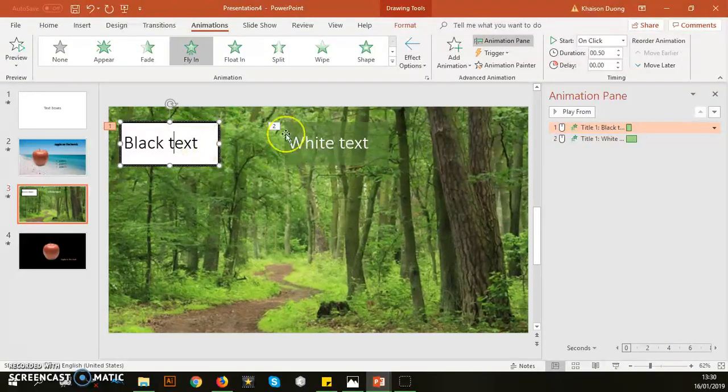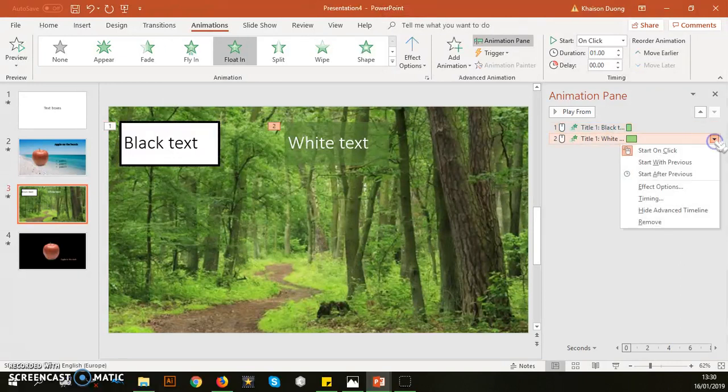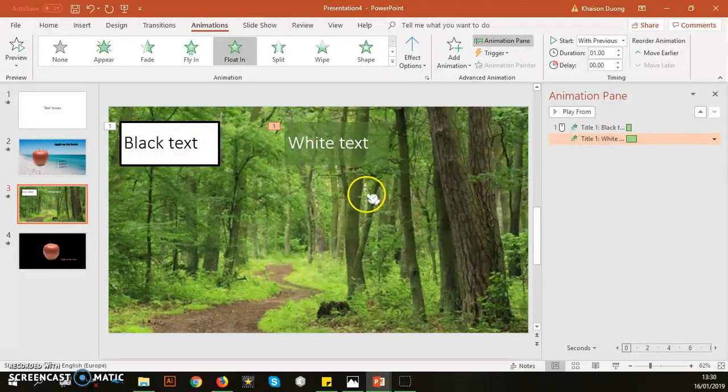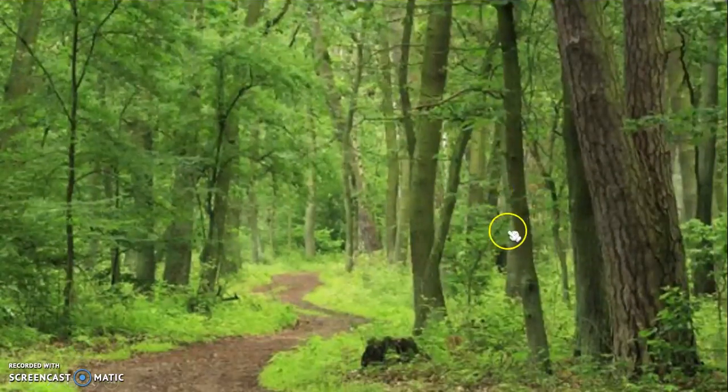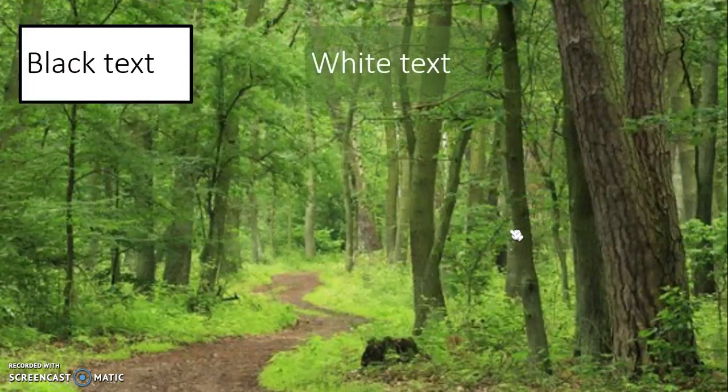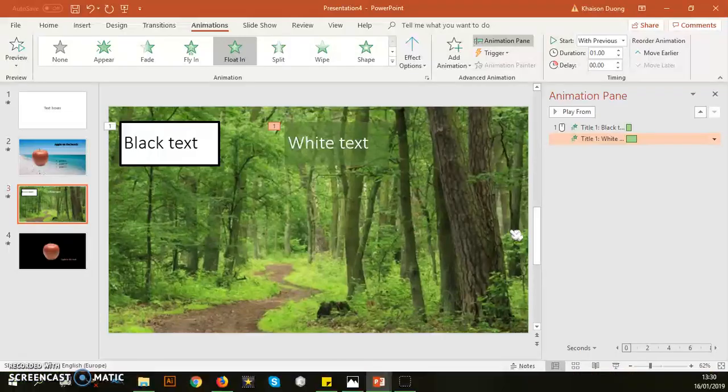So again, if I want them to come in one at a time, I can just leave it at that. But let's say I do want them to come in both at the exact same time. So a couple ways to do that. The first way, again, I can just set the second one to come with the previous. Okay, so now they both have a number 1, and so with previous, if I play that, you can see if I click, they both come in at the same time.